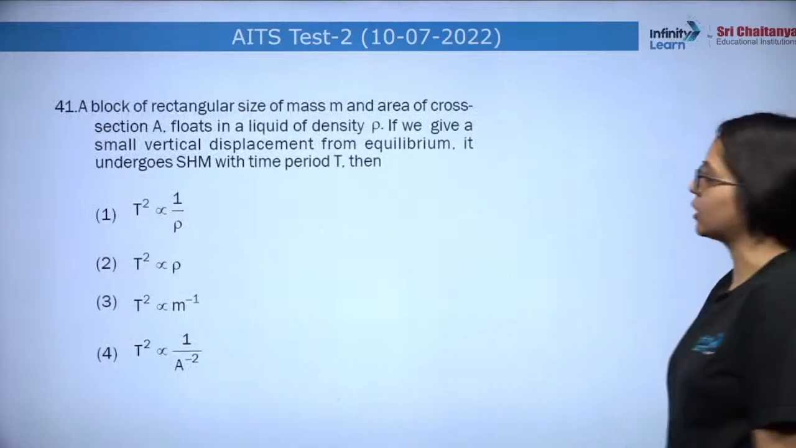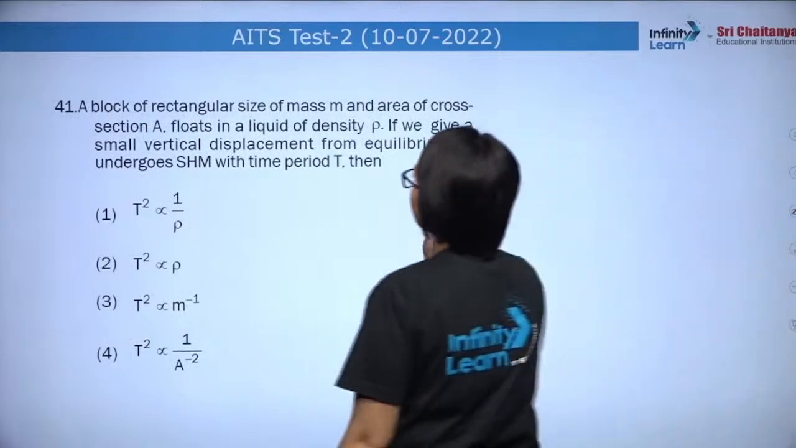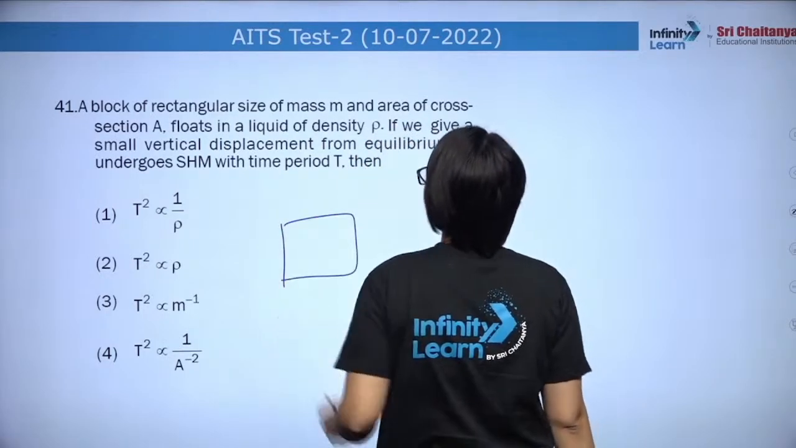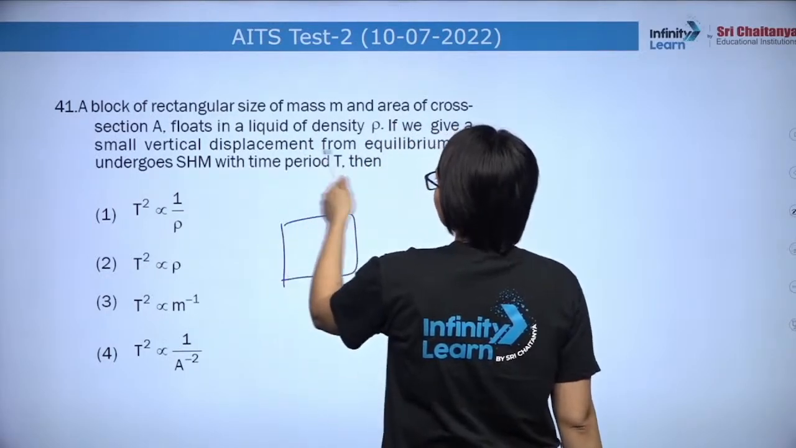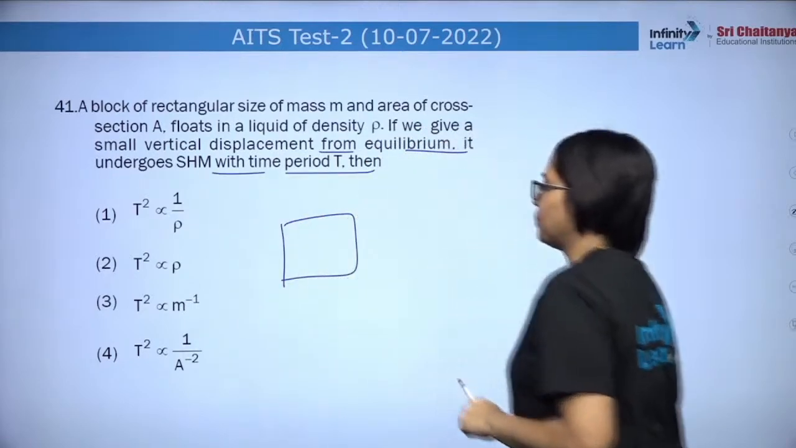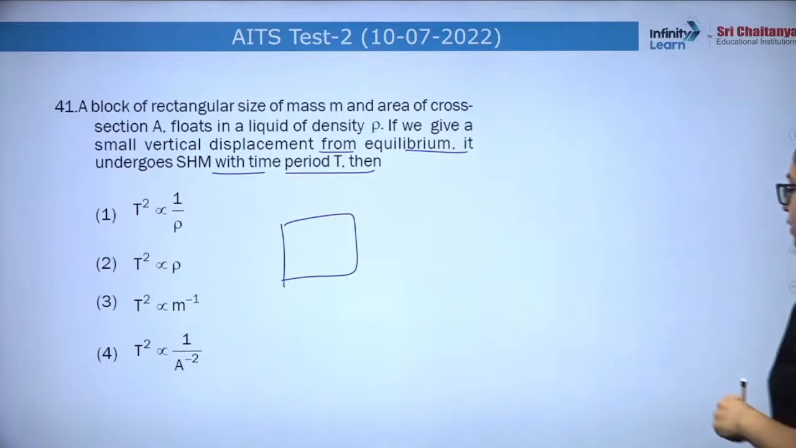Next is question number 41. A block of rectangular size of mass m and area of cross section A floats in a liquid of density rho. If we give a small vertical displacement from the equilibrium, it undergoes SHM with a time period t. So we need to find the relation between time period and density over here.